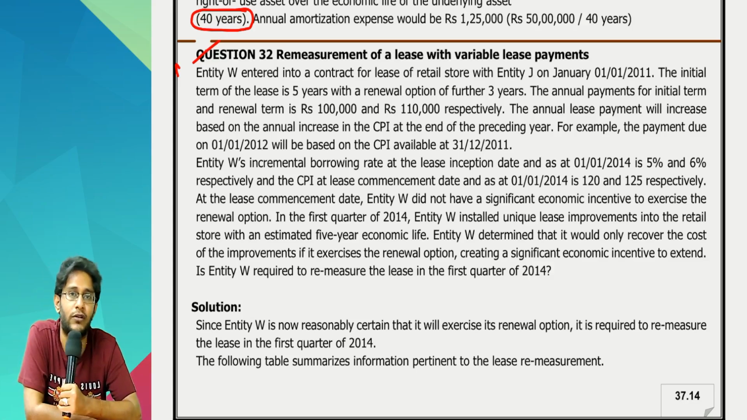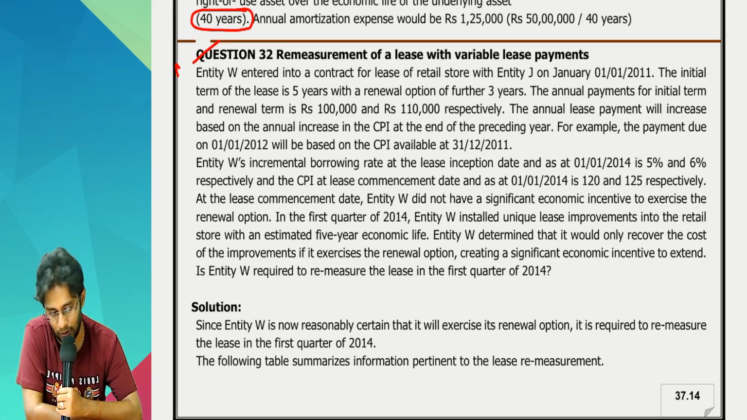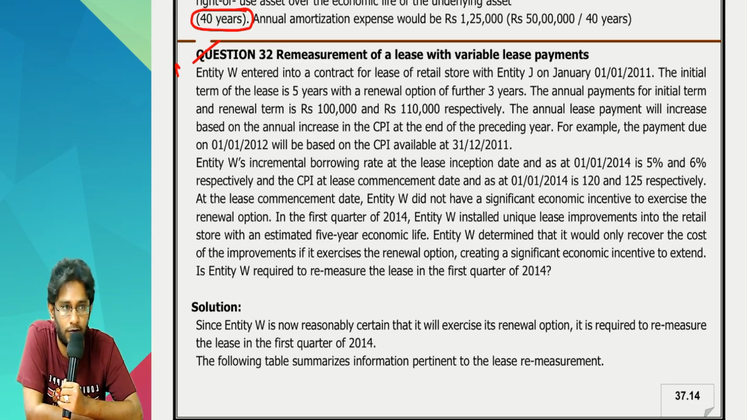That means for the first 3 years you are under a feeling that your lease period is overall only 5 years, but from the 4th year starting you got clarity that you are going to extend, and ultimately your lease period is going to be 8 years. Original 5 plus 3 years extension. Is entity W required to remeasure the lease in the first quarter of 2014? Damn well yes. You have to definitely remeasure.